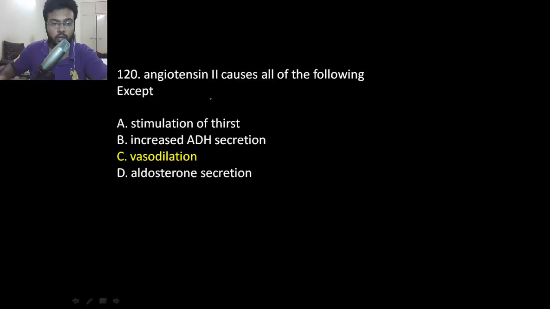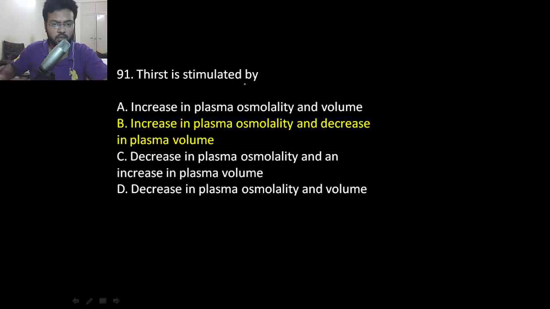Angiotensin 2 causes all of the following except, it does vasoconstriction, right? And the rest are all the function of the angiotensin 2. Thirst is stimulated by increased plasma osmolarity and decreased plasma volume, that will release renin, and angiotensin 2 will stimulate the thirst center.